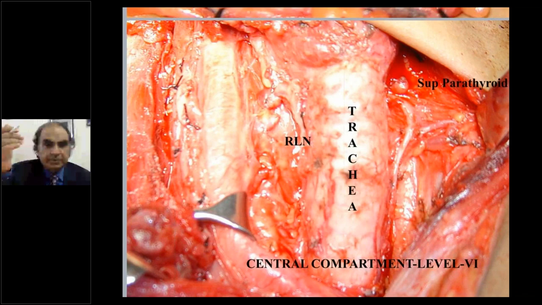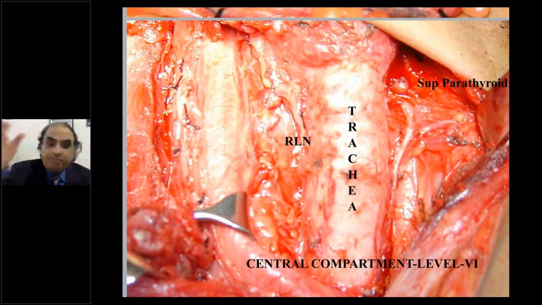What lymph nodes are routinely removed in lateral lymph node dissection? I think you did not connect at that time, or you may not have been able to see it clearly. It's possible. I'll answer that for you. Rarely is level 1 involved in thyroid cancer, so a lot of people do not remove level 1. Level 1A and B would mean submental and submandibular. Routinely, we remove levels 2, 3, 4 and 5, but more importantly, level 6.